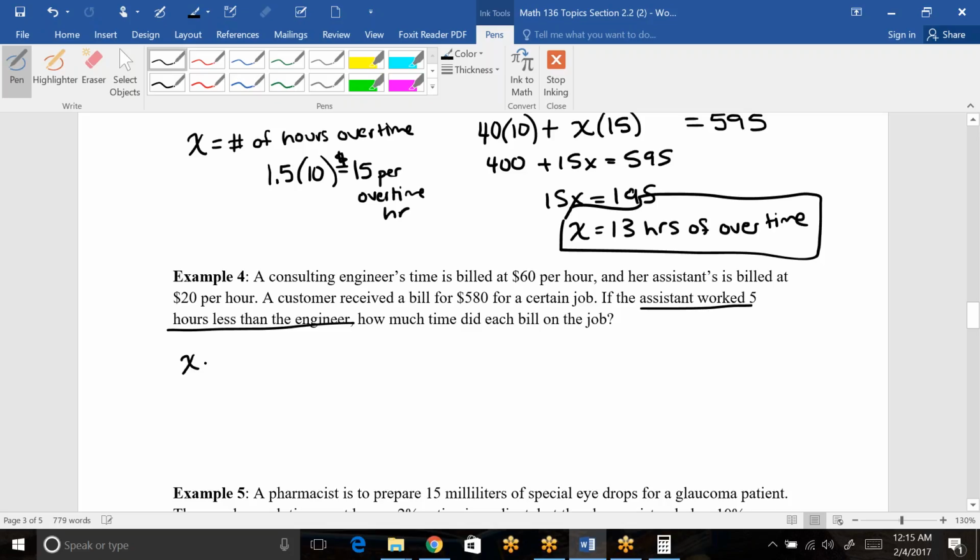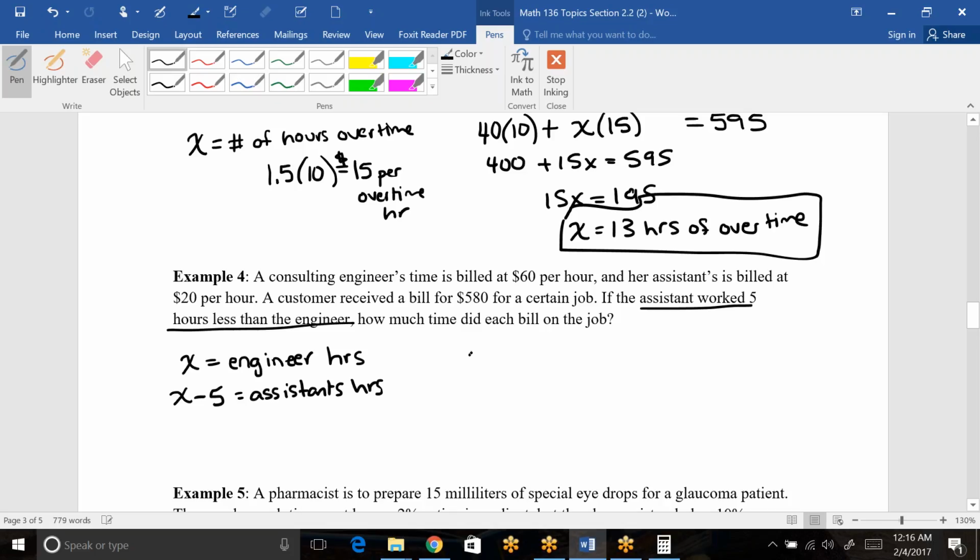Okay, so we know that X is going to be the engineer. I always let the person that they are relating to be X, so notice it says the assistant is blah, blah, blah, than the engineer. This is who I usually let be X, because if I know that that's X, the assistant should be smaller than that in hours, so X minus 5 will be the assistant's hours. Okay, so then we can put this together.